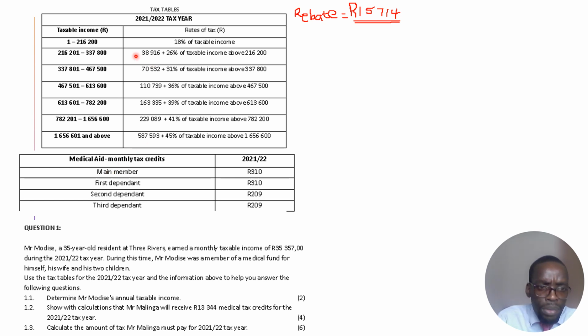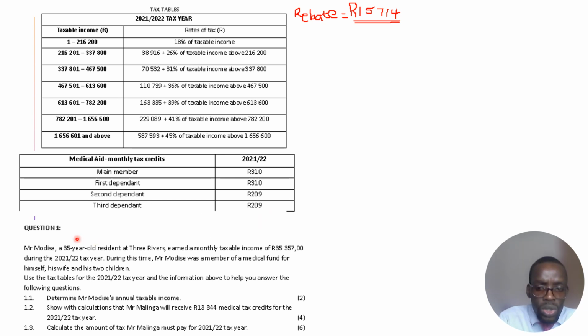For example, if someone is earning 2 rands, then they fall in the first bracket, so they are going to get 18% of the taxable income. If someone earns maybe 300,000, then they fall in the second bracket, and they are taxed at this rate here. It continues like that. We also have this section on medical tax credits: the main member gets a tax credit of 310, the first dependent 310, the second dependent 209, and the third dependent 209.